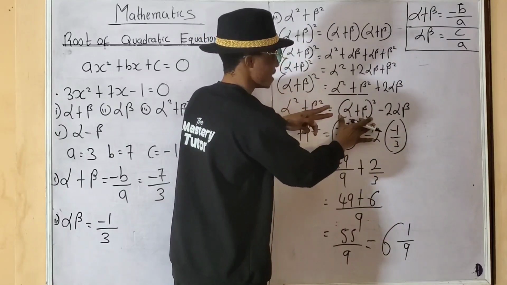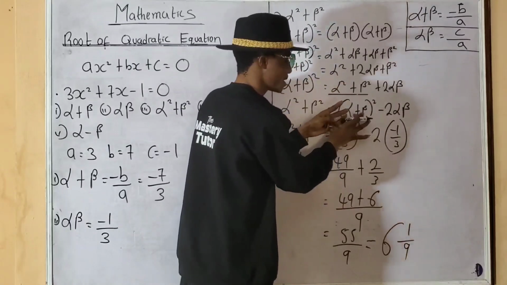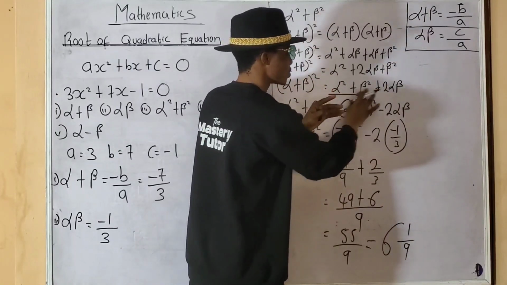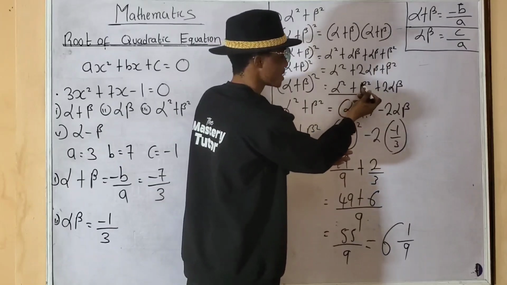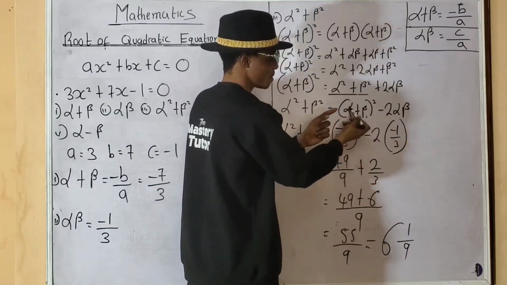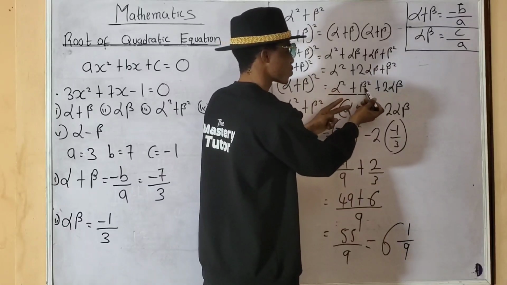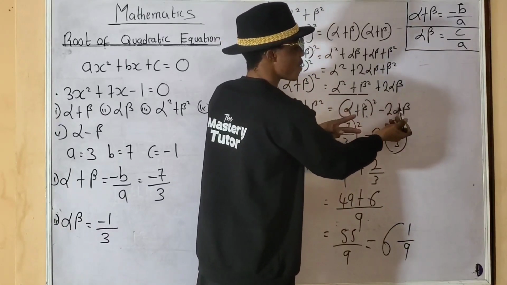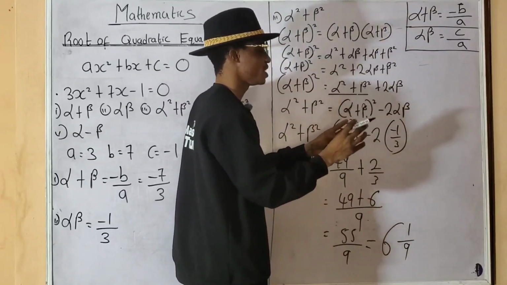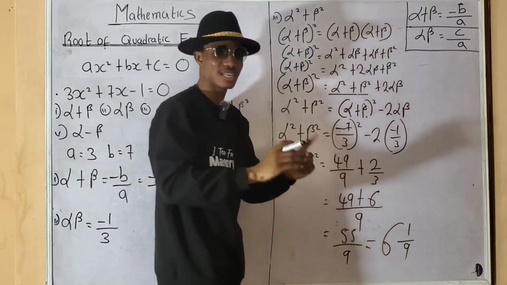And that is why I bring this, alpha plus beta squared, here. Then, if I expand alpha plus beta squared alone, I'm going to have all this. But our goal is just to find alpha squared plus beta squared. And since I know that the expansion of alpha plus beta squared will give me alpha squared plus beta squared plus 2 alpha beta, then I have to subtract 2 alpha beta so that at the end of the day, what I'm going to have is alpha squared plus beta squared. So that is the summary.